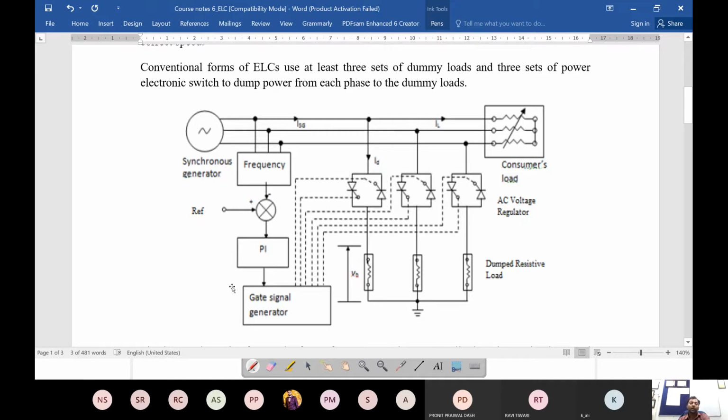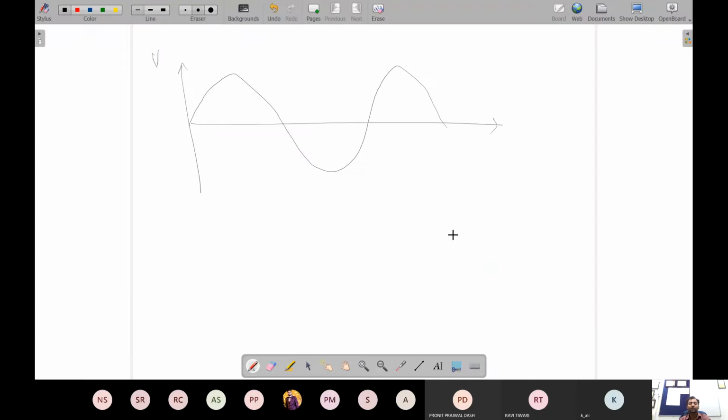Now, as we said, we want to control the power flow to these three dummy loads, and we can control that by the time at which these switches start conducting. That is known as the firing pulses, or the gate pulses, for that power electronic device. So suppose this type of waveform is being generated, and let's say I want to put approximately 30% of the power.